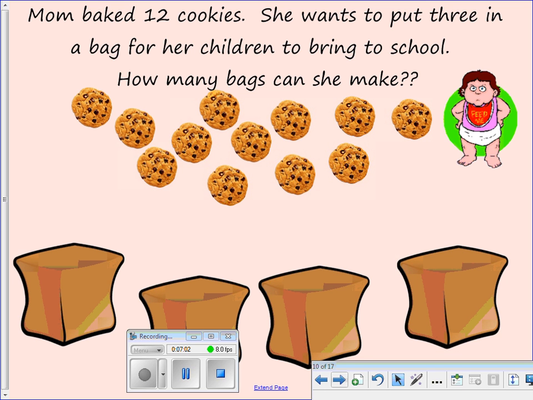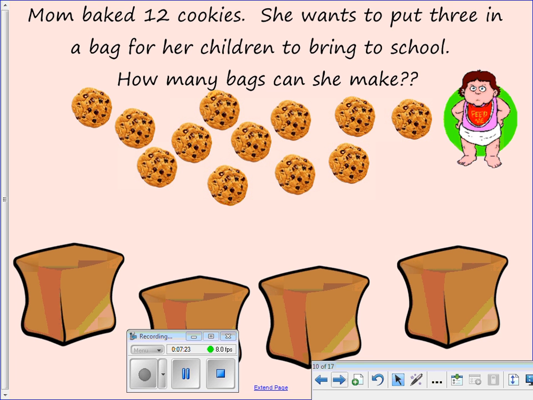So, Mom baked 12 cookies. She wants to put 3 in a bag for her children to bring to school. How many bags can she make? Let's take a look. First of all, our first sentence tells us our quantity. Mom baked 12 cookies. That's what I have. That's our quantity. That's our dividend.